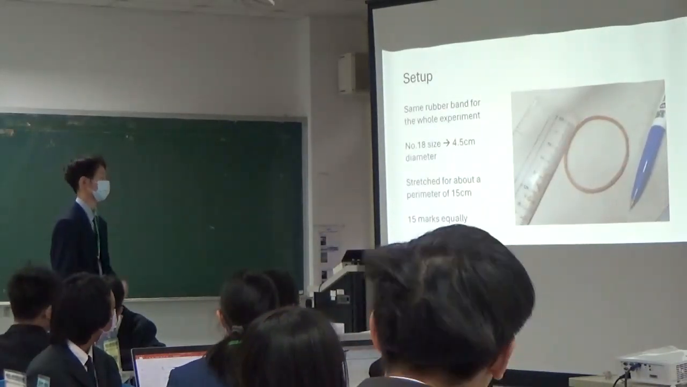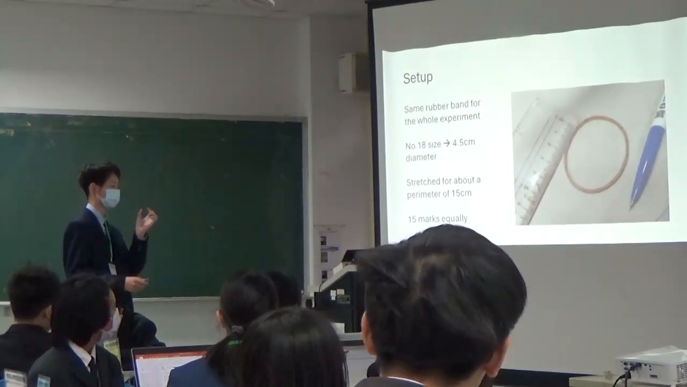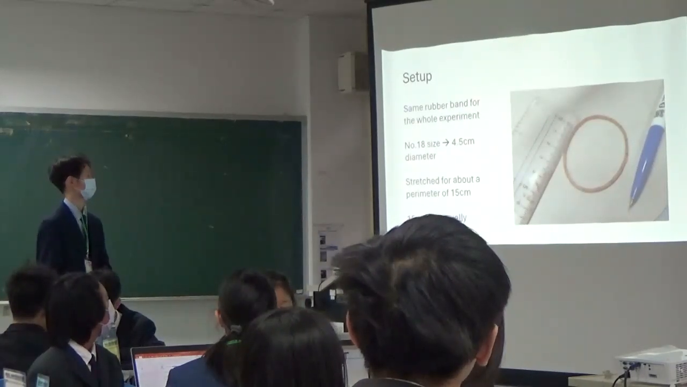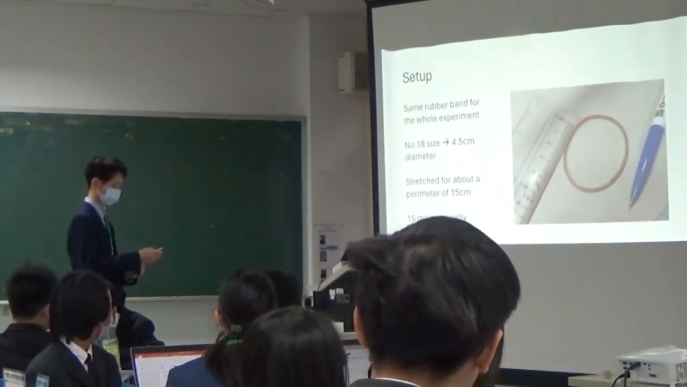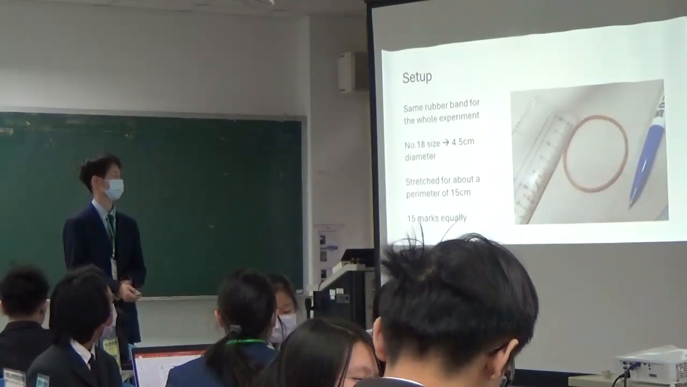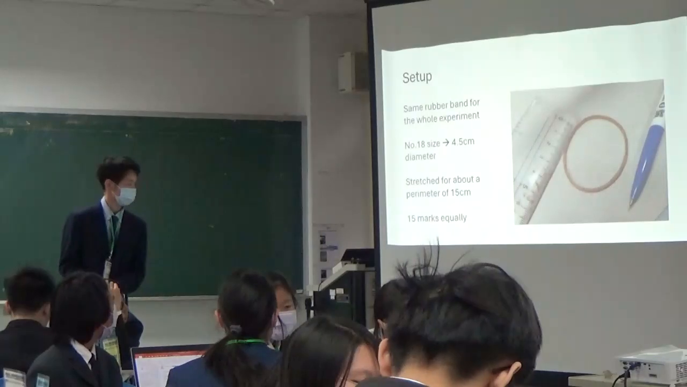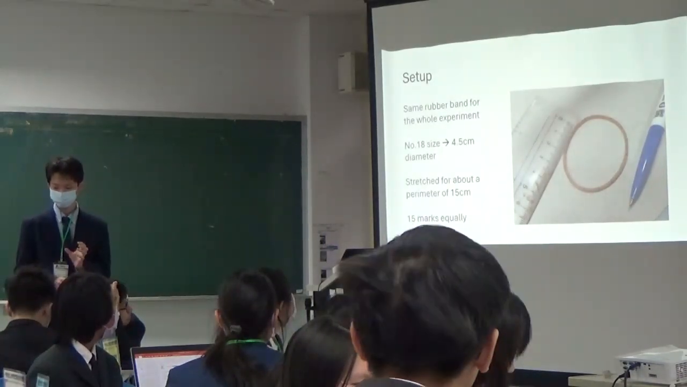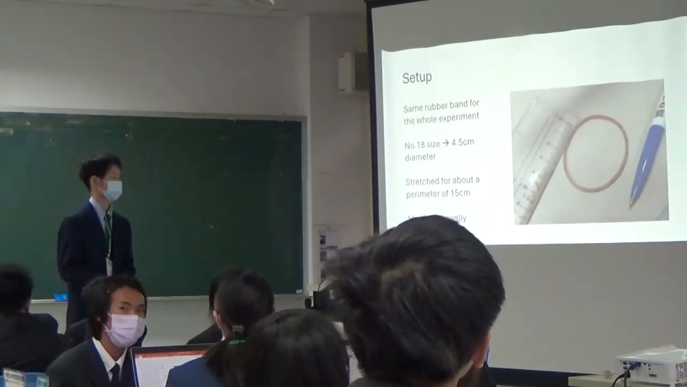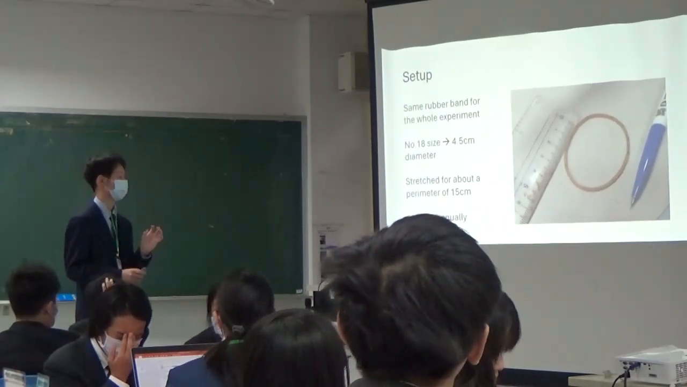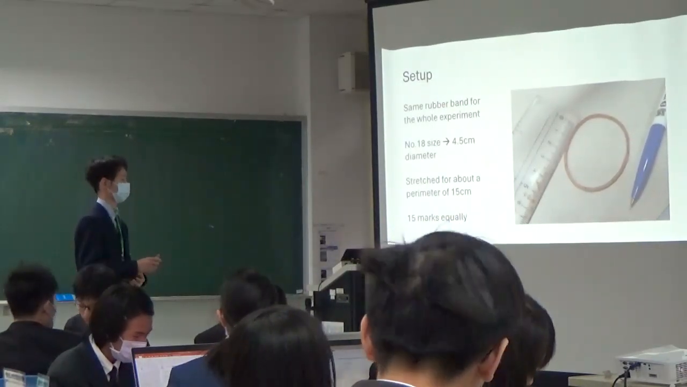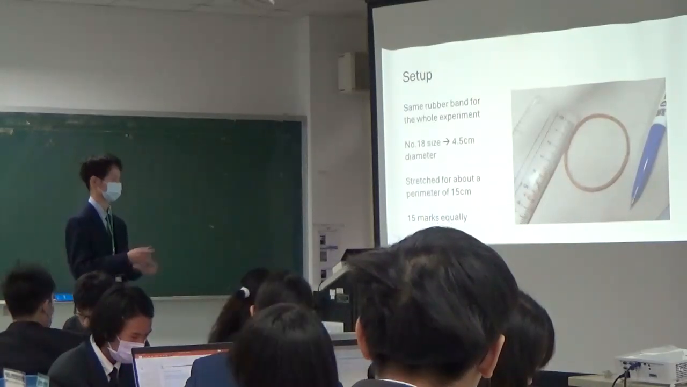For our rubber band, we use the same one for the whole experiment, so there will be less error from different rubber bands. The 18 size rubber band has a diameter of 4.5 centimeters. But our rubber band is a little bit stretched, so it has a perimeter of about 15 centimeters. So we made 15 marks equally on it, so it was separated into 15 equal sections.